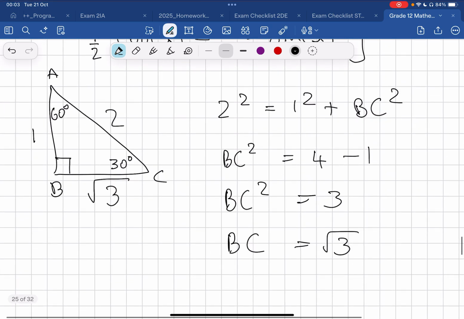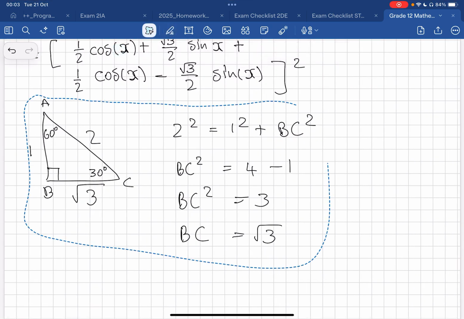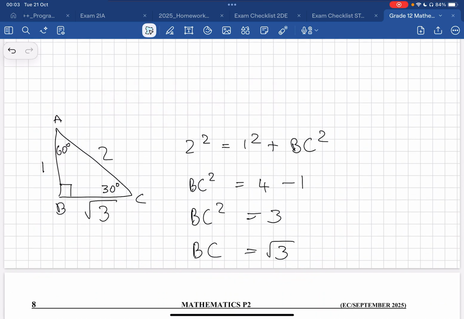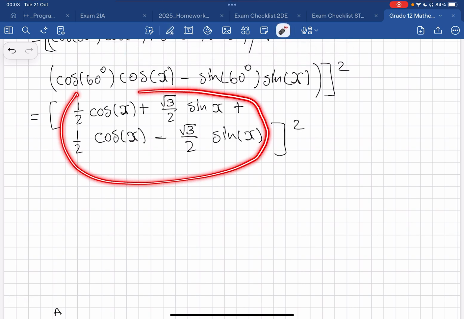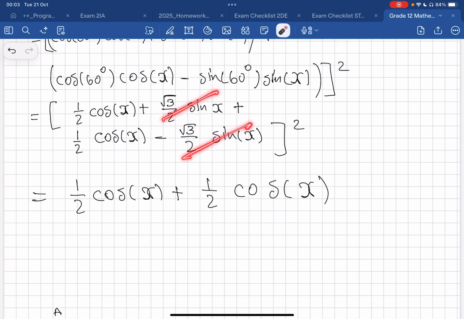But now if we just focus on what's inside the bracket first, before we evaluate the square, we see that this is going to be a half cos x plus a half cos x, because these two will cancel.